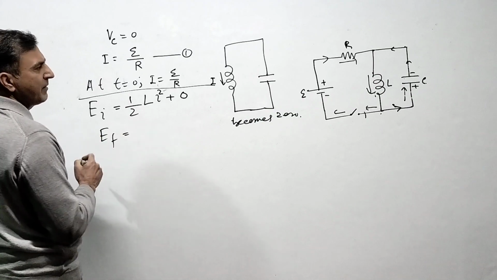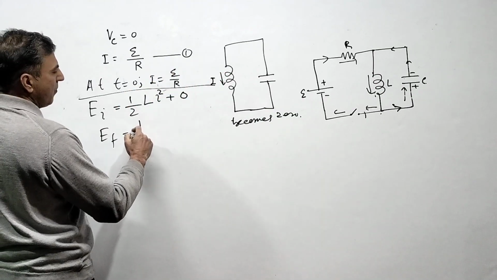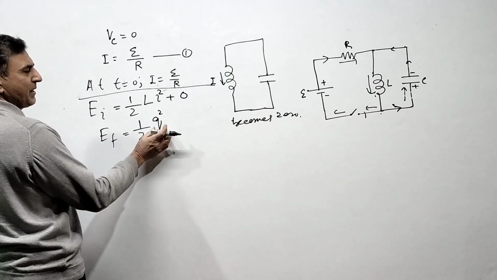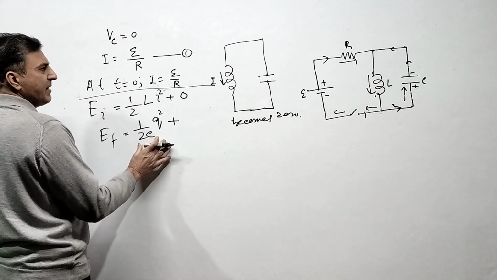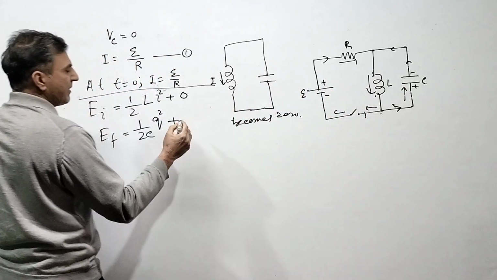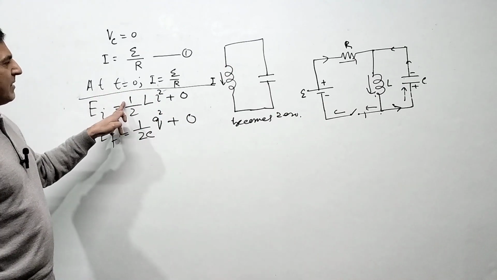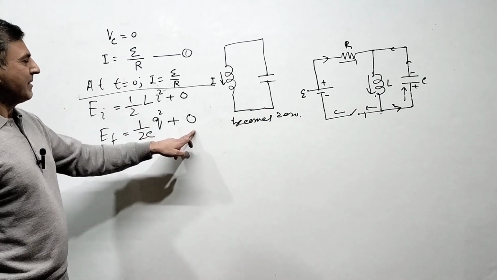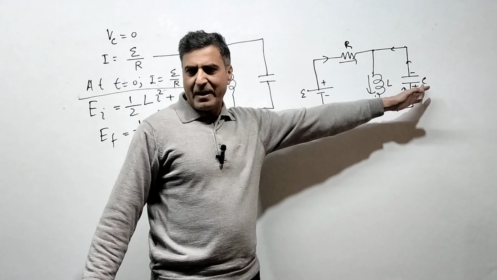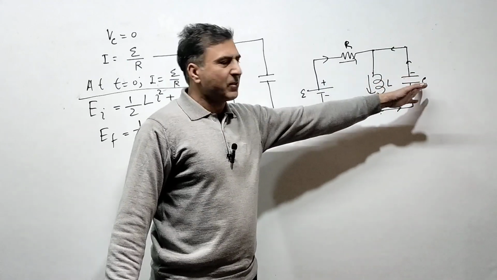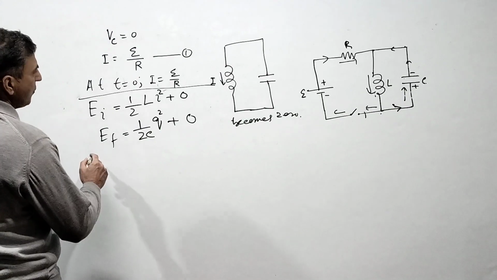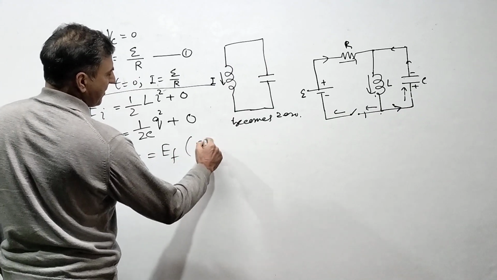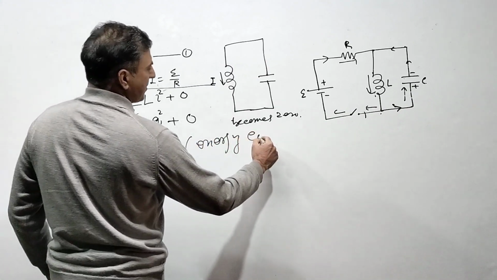Final energy, that is the capacitor energy, is 1/2 Q square by C, when it is fully charged by the charge Q, plus the electrostatic energy, but by that time there is no energy left in the inductor, that is plus 0. Final energy is electrostatic energy plus magnetic energy. Finally, there will be no magnetic energy, only electrostatic energy. Initially, there was only magnetic energy, no electrostatic energy. But the total energy has to be conserved. So what we write is E_I equal to E_F, energy conservation.